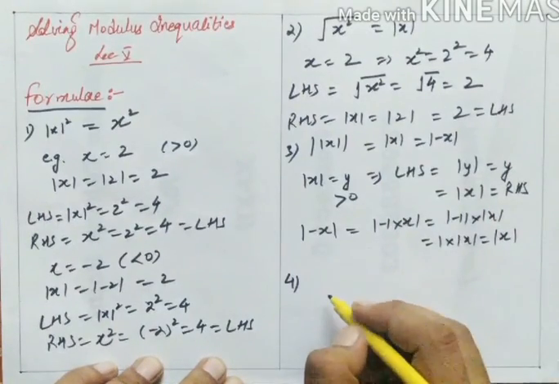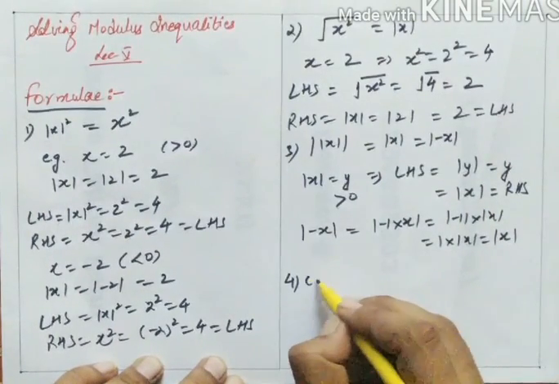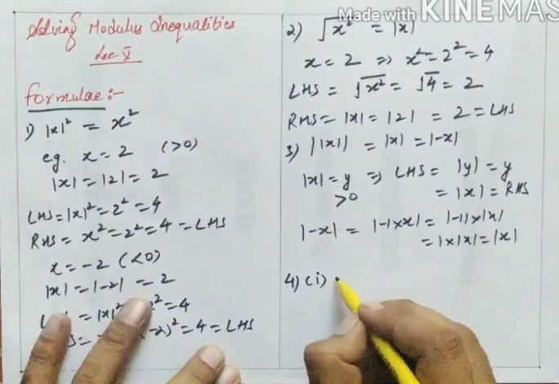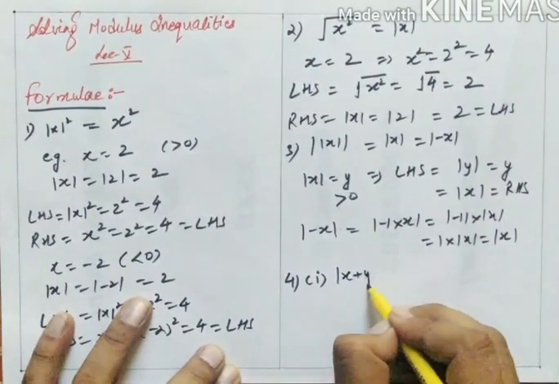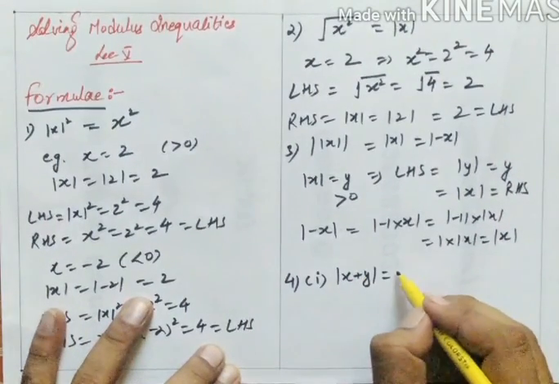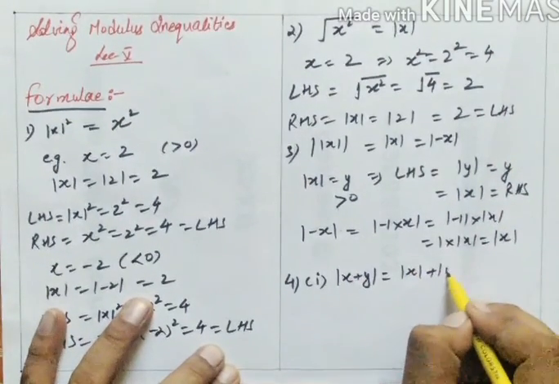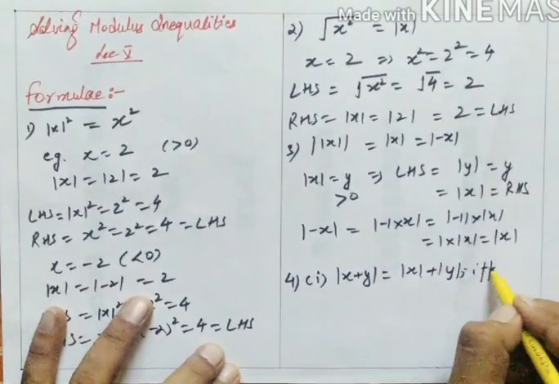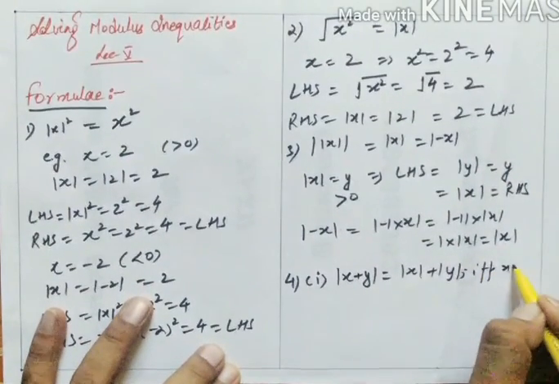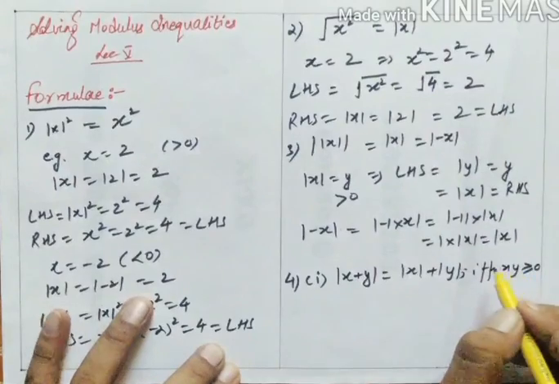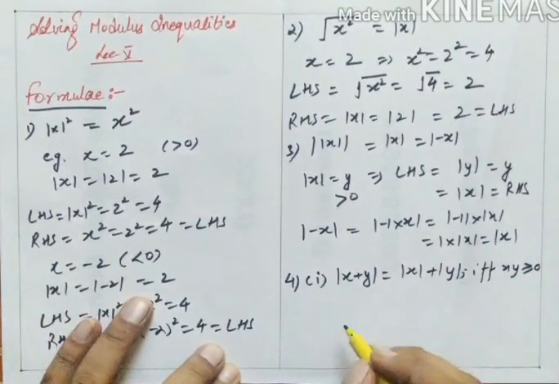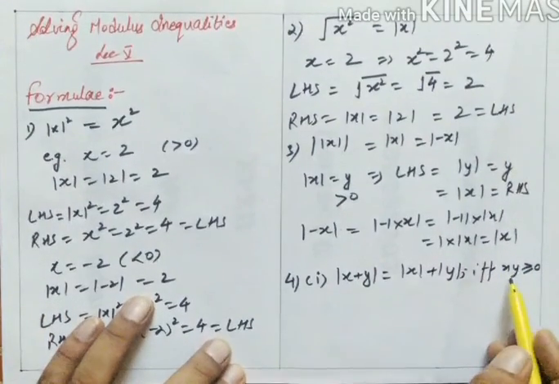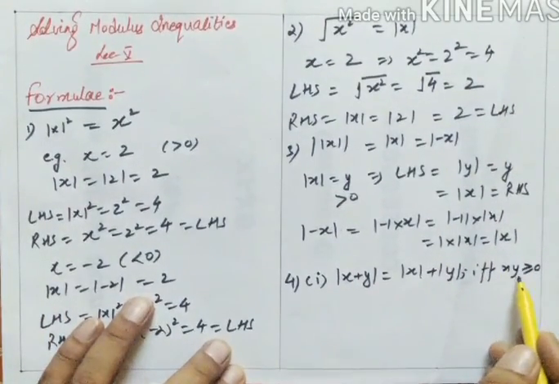Now let's see the fourth property. The fourth one has two parts. The first part is mod of x plus y is equal to mod of x plus mod of y. It is only if x into y is greater than or equal to 0. Let's see how. It is saying the product of two numbers is greater than or equal to 0. So either both are positive or both are negative.